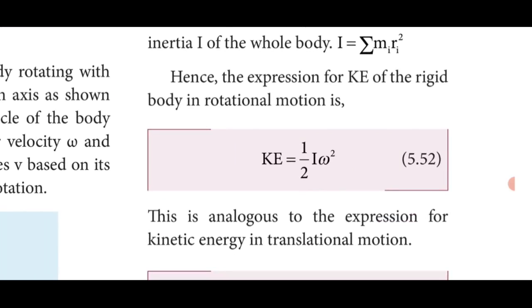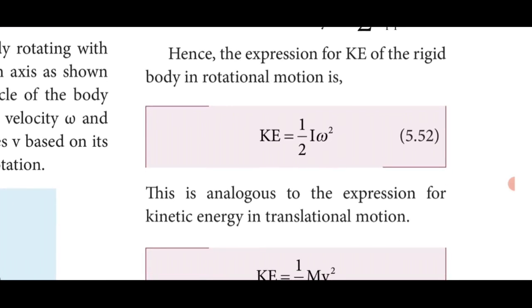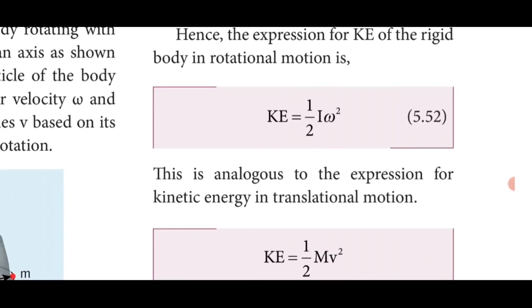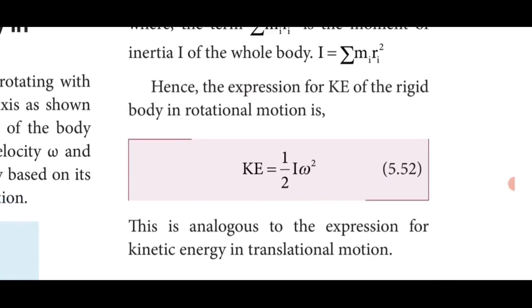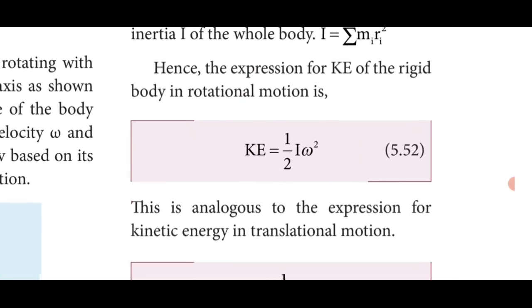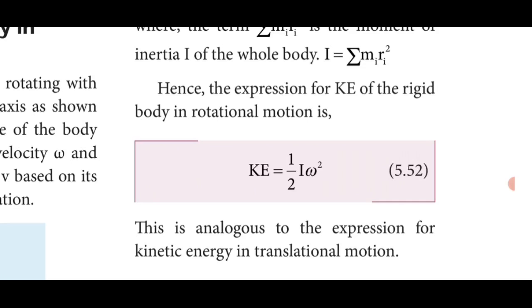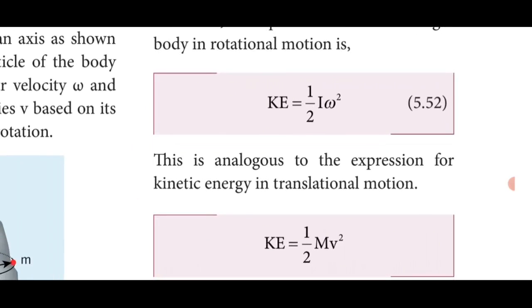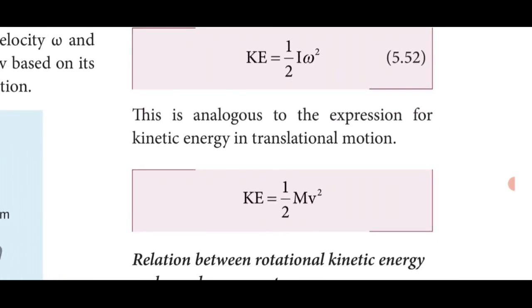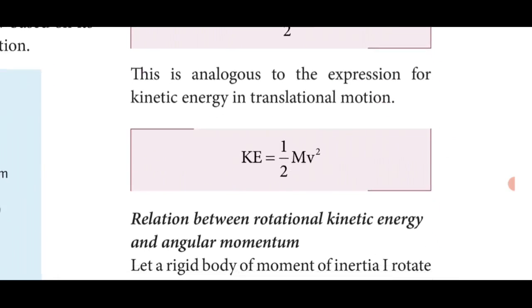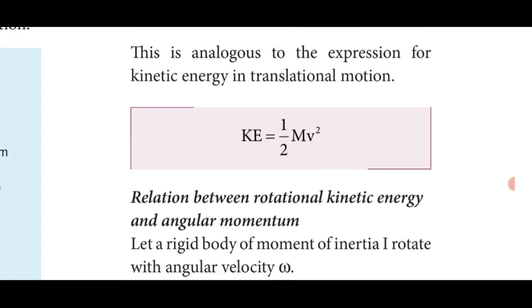So the expression for the kinetic energy of the rigid body in rotational motion is KE is equal to half I omega square. How are we getting this half I omega square? Instead of writing summation of mi ri square, we write it as I. That's why we get this equation: kinetic energy is equal to half I omega square. This is analogous to the expression for the kinetic energy in translational motion, that is K is equal to half m v square.